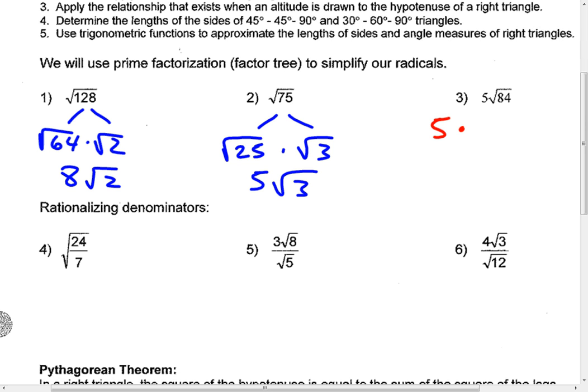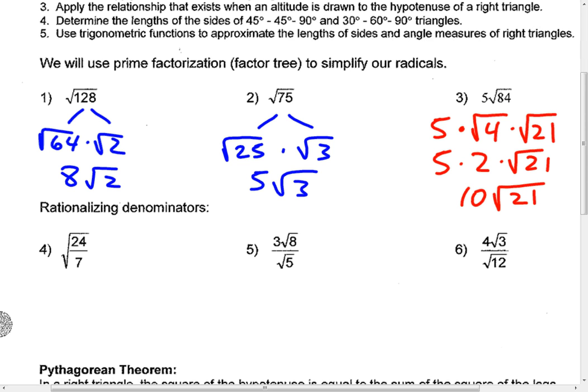It's multiplying. What do you think goes into 84? 4 definitely does. That would be 21. And I can tell 4 is the biggest because 21 can only be broken down into more prime numbers. 5 times 2 times radical 21, 10 times radical 21.